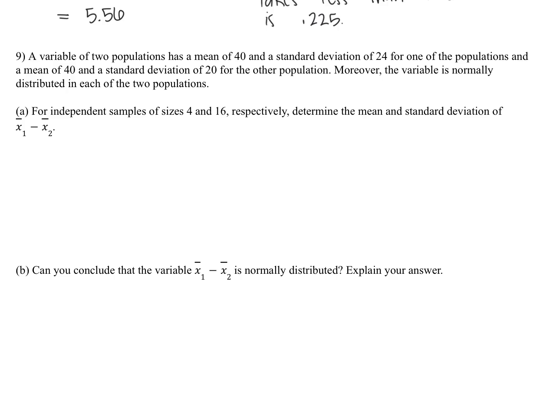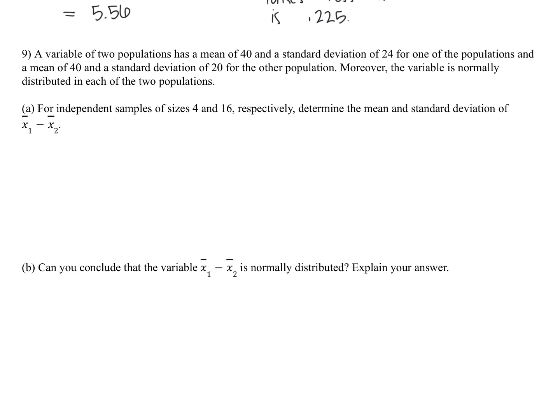So we have some variable from two populations that has a mean of 40 and a standard deviation of 24, and then the second population has a mean of 40 and a standard deviation of 20. And the variable is normally distributed in each of the two populations. So we have samples of sizes 4 and 16, and we want to know the mean and standard deviation for the difference in our distribution. So the mean for the difference in x1 minus x2 is just the subtraction of each mean. So we do 40 minus 40, which is going to be 0.